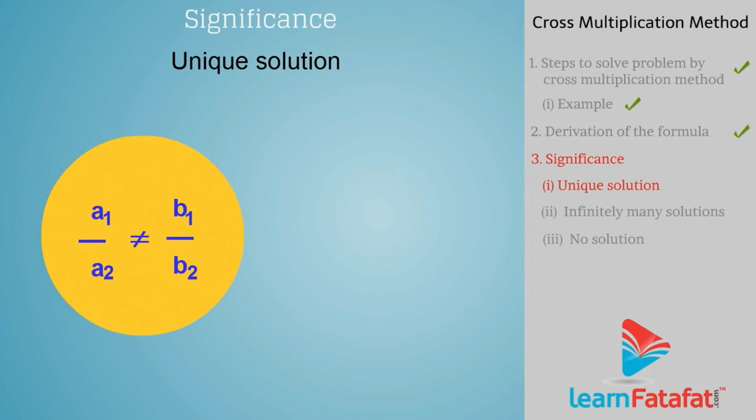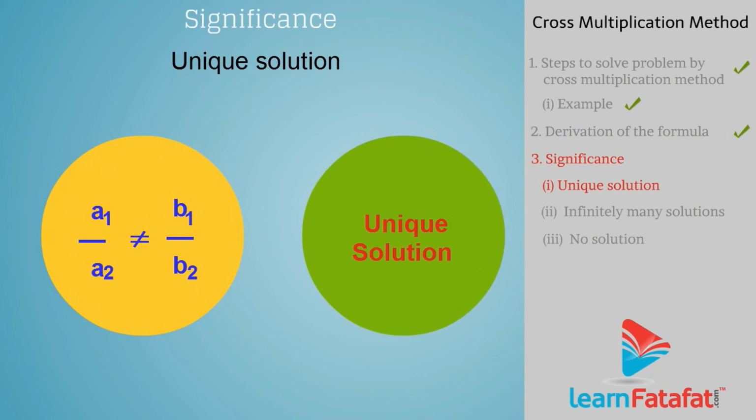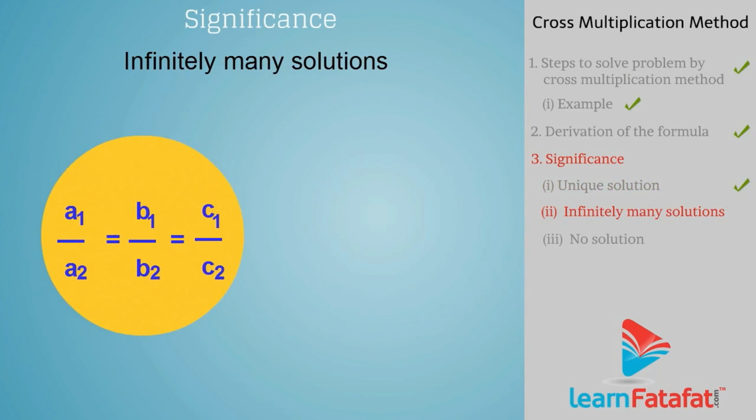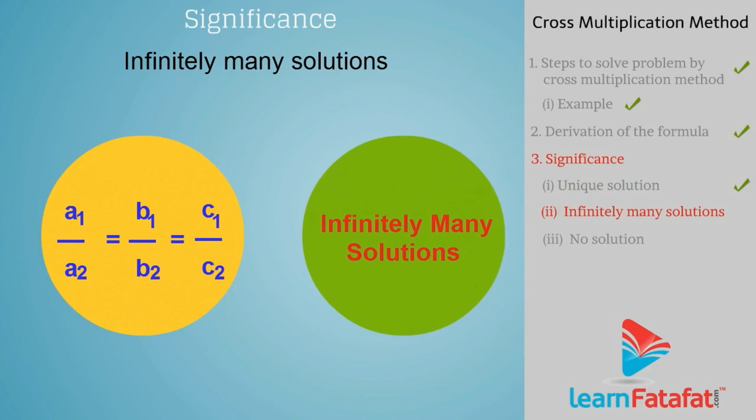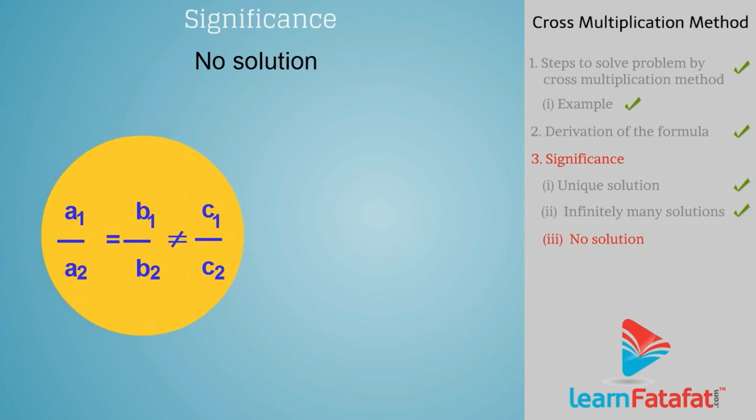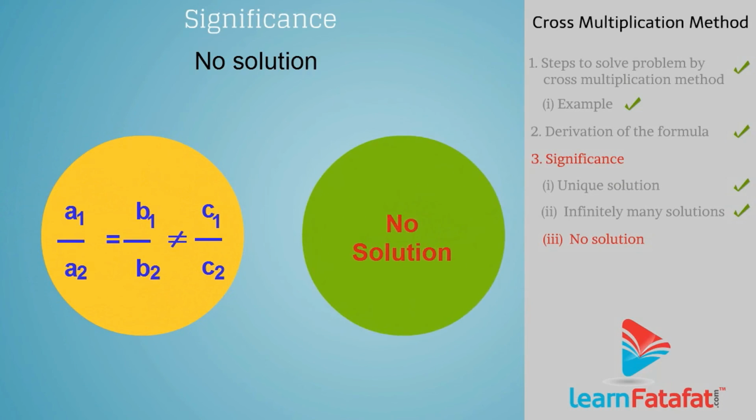Significance. When a1 by a2 is not equal to b1 by b2, then we get a unique solution. When a1 by a2 is equal to b1 by b2 is equal to c1 by c2, then there are infinitely many solutions. When a1 by a2 is equal to b1 by b2 is not equal to c1 by c2, then there is no solution.